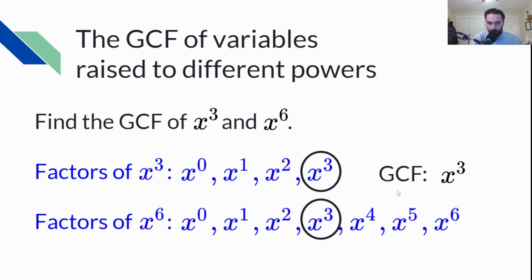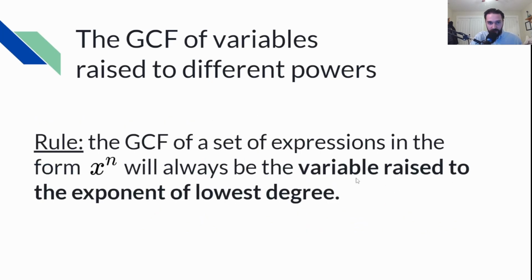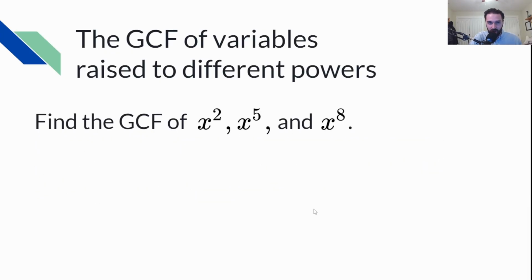And this is how it's always going to work out. The GCF of a set of expressions in the form x to the n will always be the variable raised to the exponent of lowest degree. So we're looking for the lowest value of n. x to the n is the GCF. Here we're asked to find the GCF of x squared, x to the 5th, and x to the 8th. Instead of making lists for all three of these, let's use the rule that we just learned. Let's just say the GCF is x squared, because 2 is the lowest power that occurs.